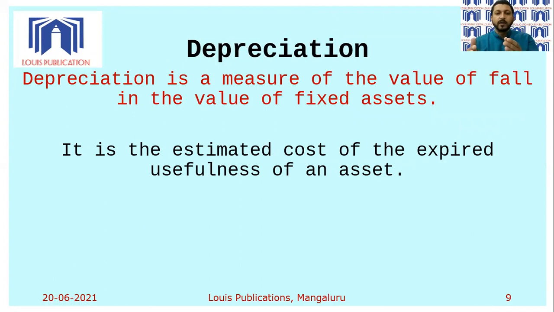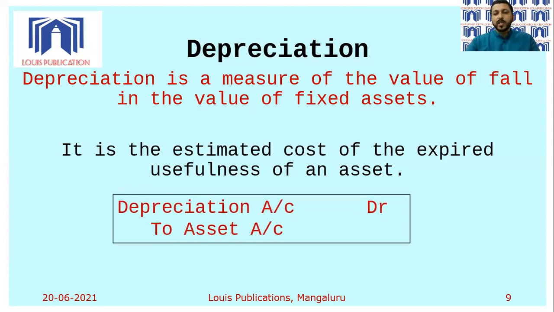To that expired period, we attach a value, cost, which we call the estimated cost, and that value is called depreciation. Now, what is the adjusting entry for depreciation? Depreciation is a non-cash expense because the business is deriving a benefit out of the use of an asset. Say, for example, machinery is used, furniture is used, a motor car is used. So you cannot call depreciation a loss. Second, you cannot call depreciation an expense as well.